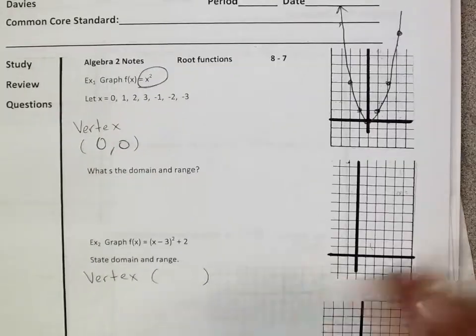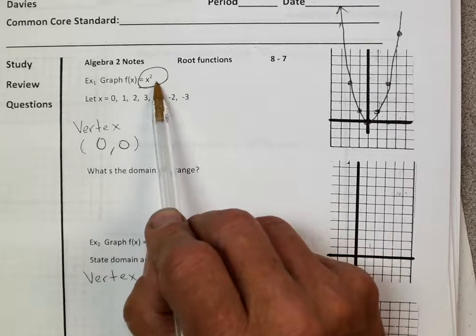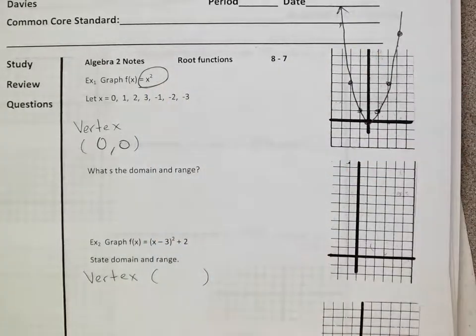Yes, Will. I didn't know it's a parabola. Because the x squared. Okay. Right? Does that make sense? If it's x squared, it's always a parabola. Always, always, always. Okay?